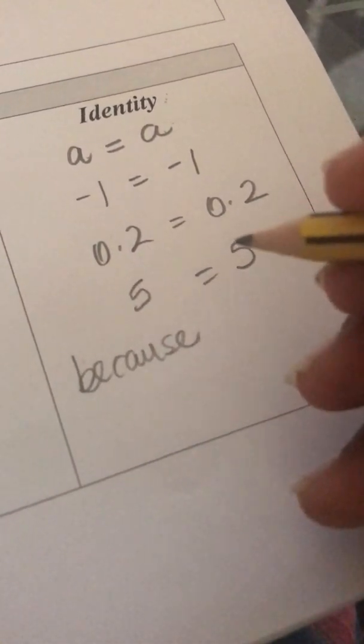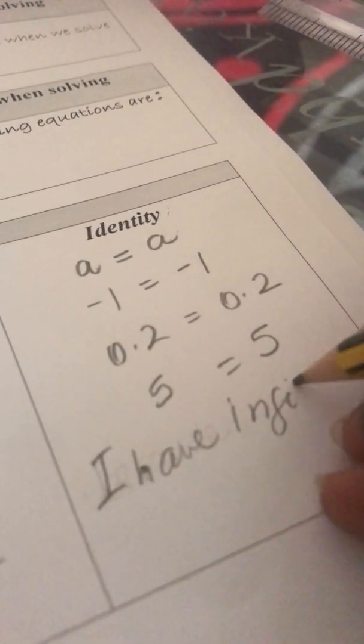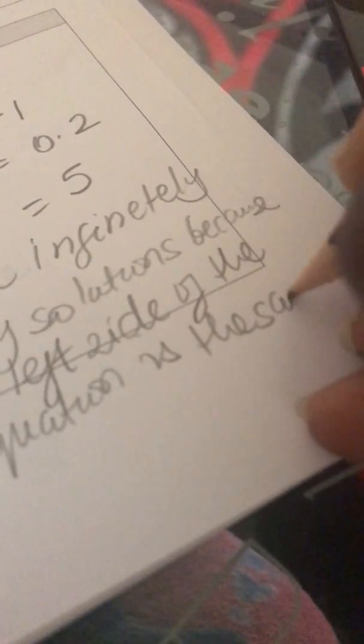So here you will say because, no, we cannot start our answer with because. Give me 1 second, let me erase. So you will say I have infinitely many solutions because the left side of the equation is the same as the right side.